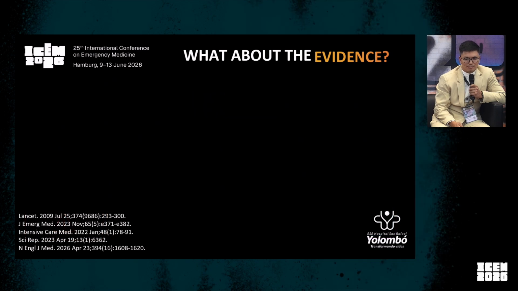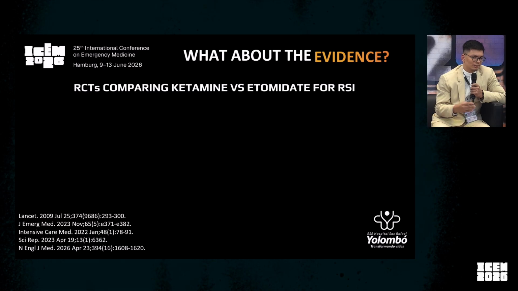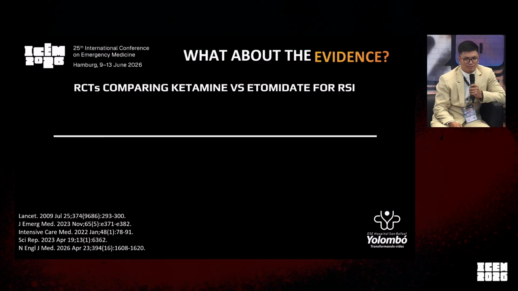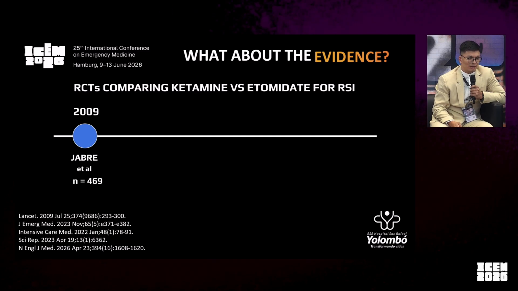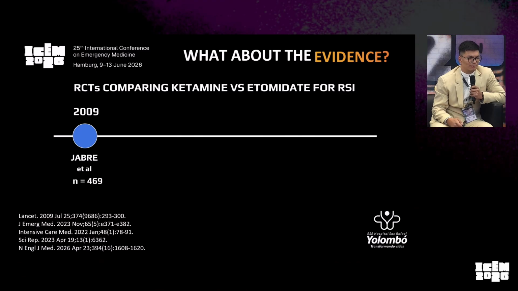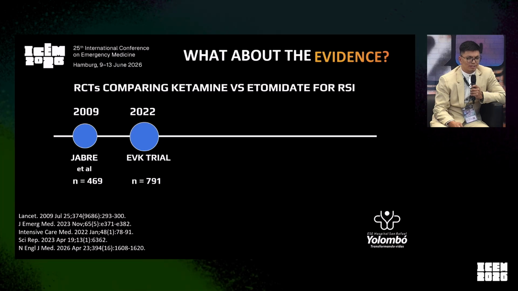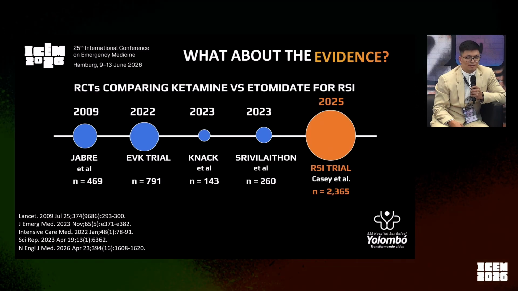So we're going to discuss a little bit about the RCTs comparing ketamine versus etomidate, because the big discussion about the best induction agent for a critical care patient has been about ketamine versus etomidate in the last 20 years. We have at least 5 good, well-done RCTs. The first of all is the 2009 Gabriel et al. trial comparing ketamine and etomidate, but the discussion on this trial was about mortality and the adrenal suppression, adrenal insufficiency induced by etomidate. But 13 years later, we start the era of more RCTs comparing ketamine and etomidate.